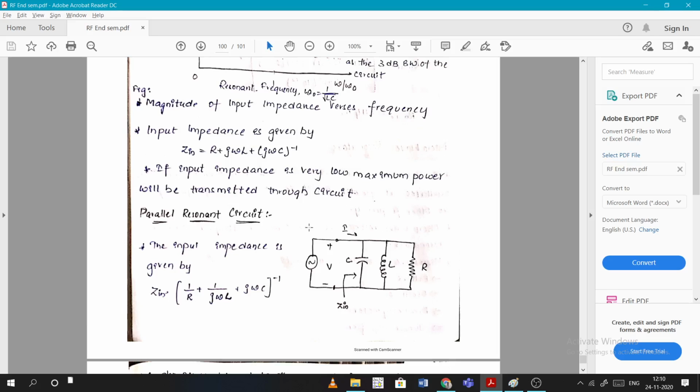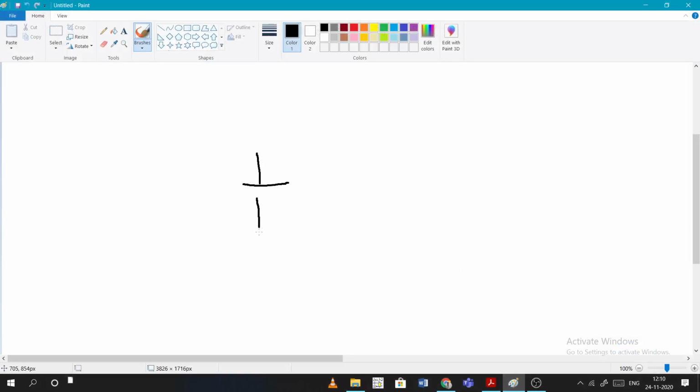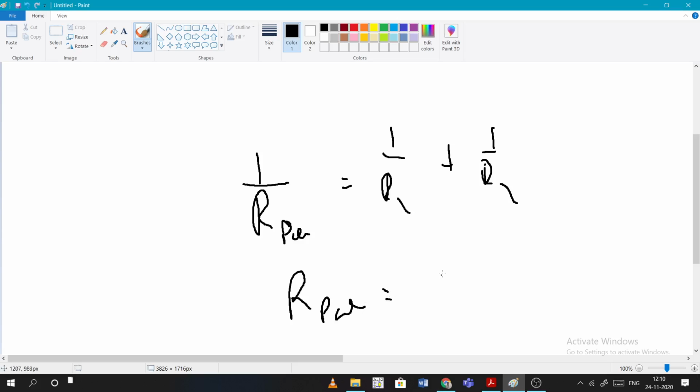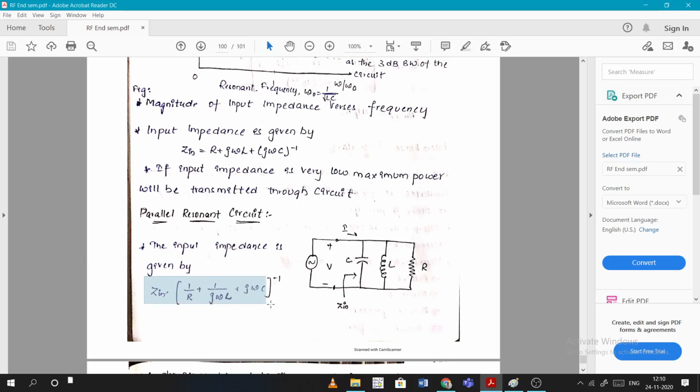Now coming to parallel resonance. So parallel means what? 1 by x, we know, right? For parallel resistance, 1 by R parallel is equal to 1 by R1 plus 1 by R2. So R parallel can be written as the whole set, 1 by R1 plus 1 by R2, inverse, right? 1 by this, that's why we wrote it like this. So that's what he wrote here also.